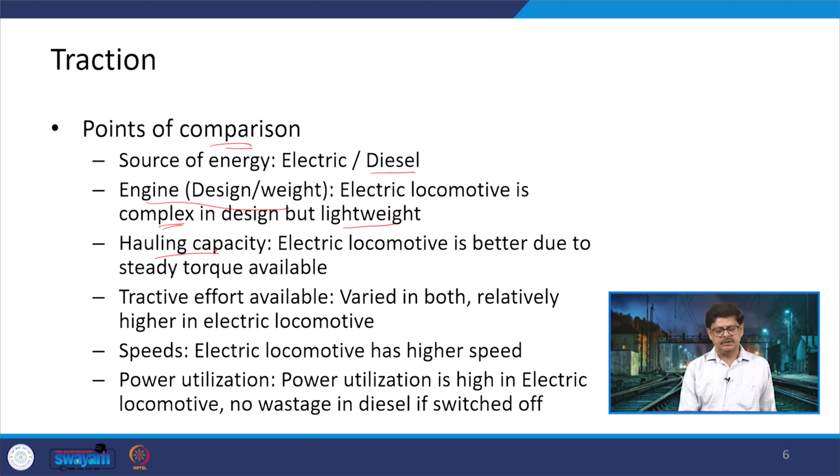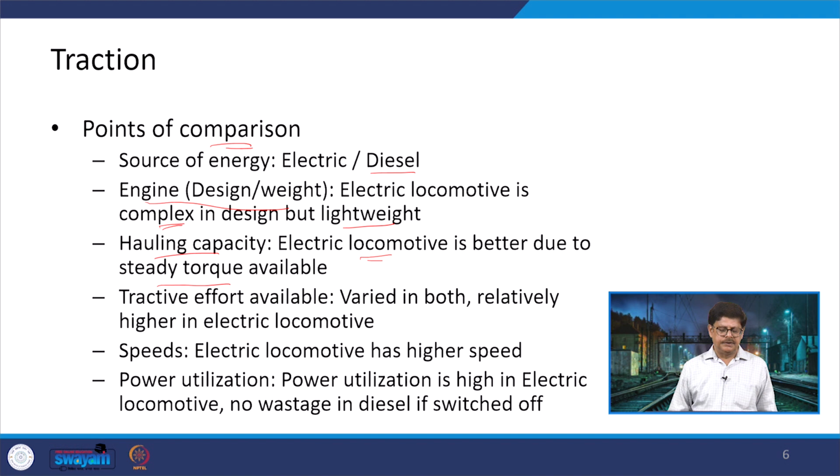Hauling capacity, that is how many wagons, how much load that locomotive can carry. Electric locomotives are found to be better, and it is because the torque which is available with these electric locomotives is more steady in nature as compared to the diesel, or if we talk about the steam engine also, there are much more problems in terms of steady torque. So, again the electric locomotive has the upper hand here.